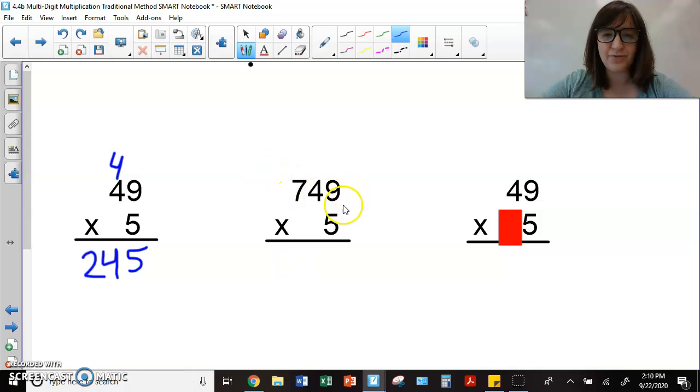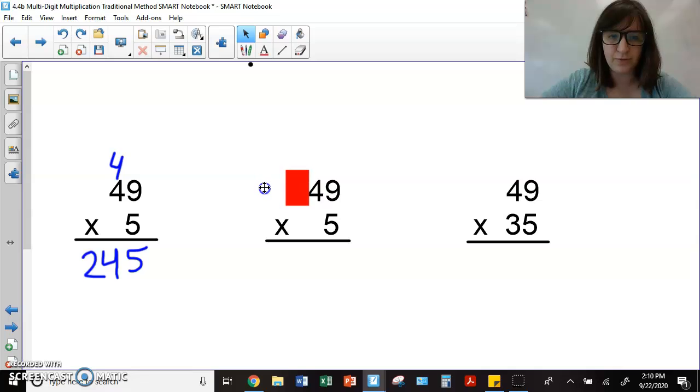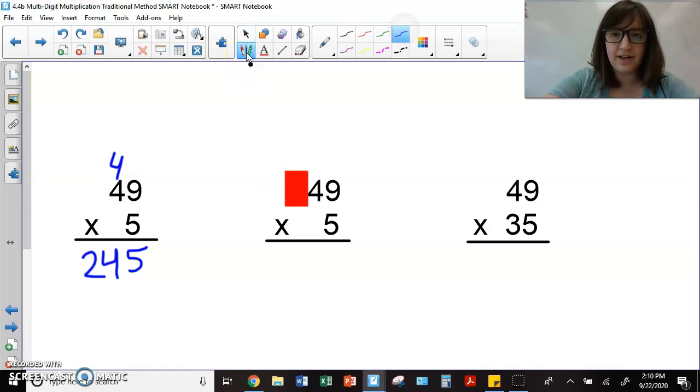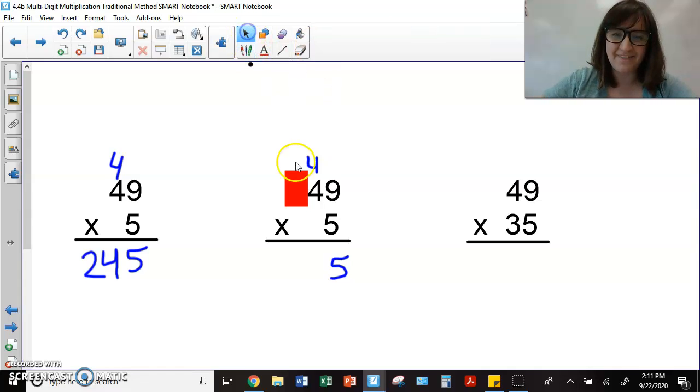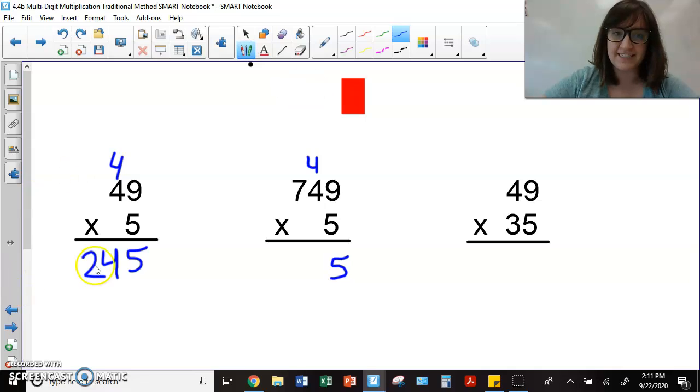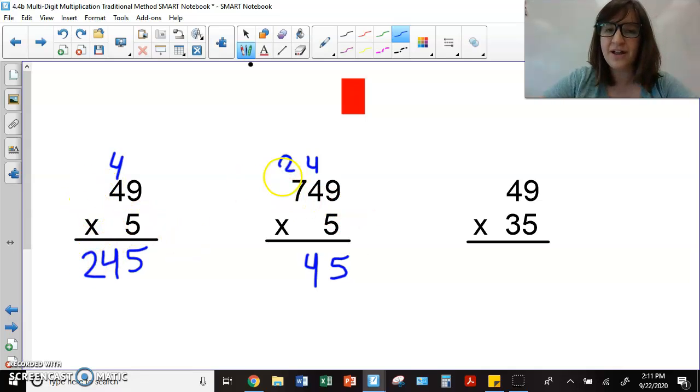All right, let's look at 749 times 5. So I see the same thing that I saw over here, 49 times 5. I start out and I have 5 times 9 is 45. And 5 times 4 is 20, plus 4 more is 24. Well, this time I have another place over here. So instead of writing the 24 at the bottom like I did over here, I'm going to write the 4 at the bottom and I'm going to carry the 2 this time. The 2 was down here because there was nothing left to carry over, but now I have another place, so I put it over here.